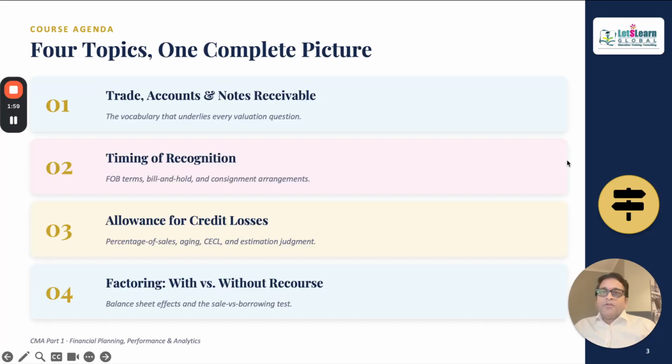Let us first see what topics we are going to cover here: the classification of receivables, timing of recognition of receivables in the books, the uncollectibles, is there any bad debt that we expect here, which is also known as credit loss, getting our receivables financed by factoring or sale of receivables.